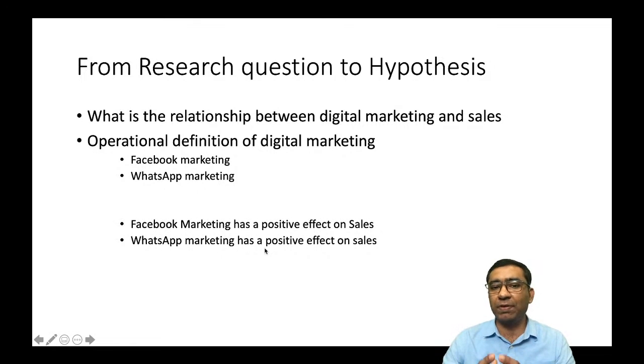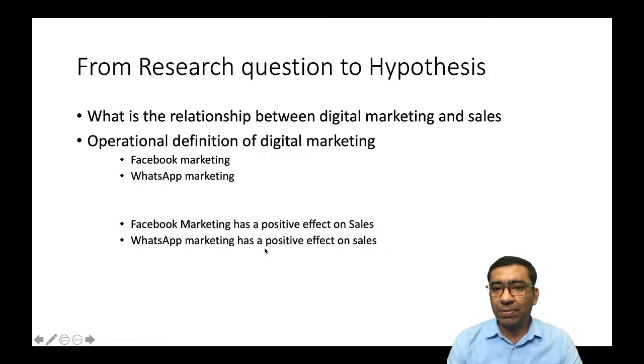So operational definition of digital marketing, in my case, is marketing using Facebook and WhatsApp. I think this is what we have already discussed in our previous class, and it is also available in my last lecture. You can check it out. Okay, now my operational definition of digital marketing is Facebook marketing and WhatsApp marketing.